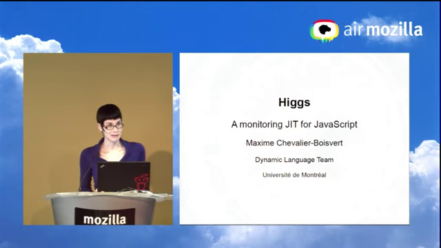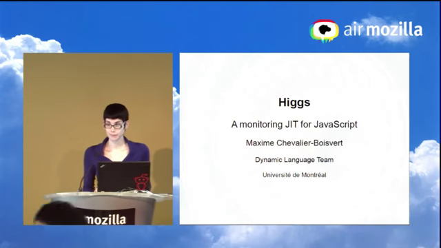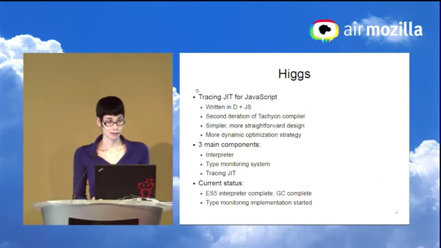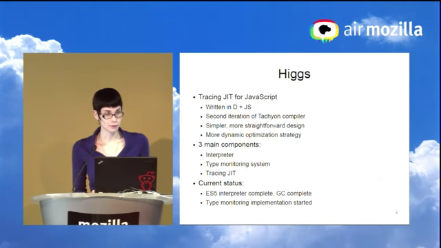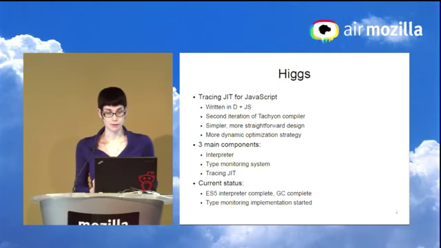Hi, so I'm Maxime Chevalier-Boisvert, and I'll be telling you about Higgs, which is the compiler I'm currently working on as part of my PhD research. So Higgs is a tracing JIT for JavaScript. It's written in a mix of D and JavaScript, and it's essentially the second iteration of the Tachyon compiler, which I've presented here and at a conference before. It's an attempt at a more simple and straightforward design and a more dynamic optimization strategy, which I'll be explaining in this presentation.